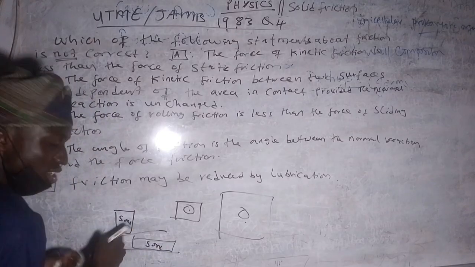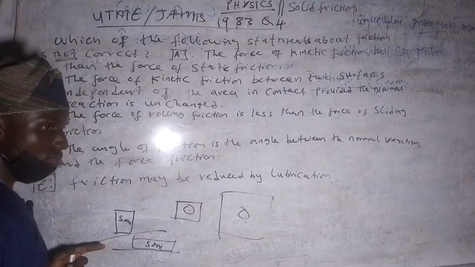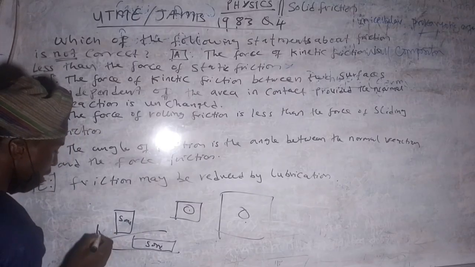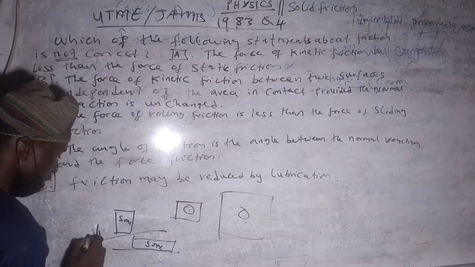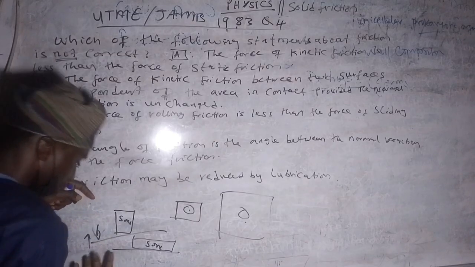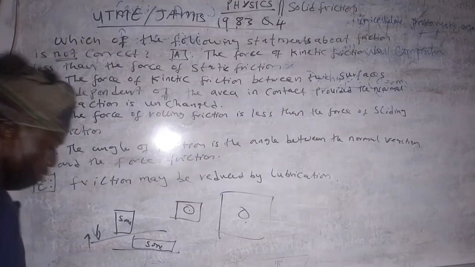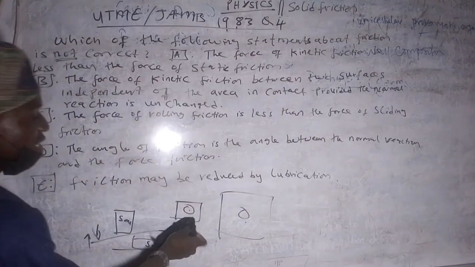So the friction will always be the same, because the more the weight, the more the reaction, the higher the friction. The more the weight, the more the what? Reaction, the higher the friction. Because weight is opposite to what? Reaction. So they will press themselves, they compress themselves, and there will be higher friction. So you understand? So it is independent of the what?